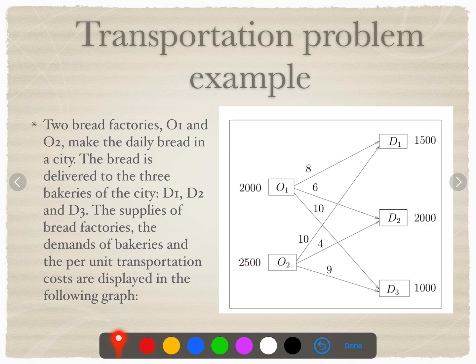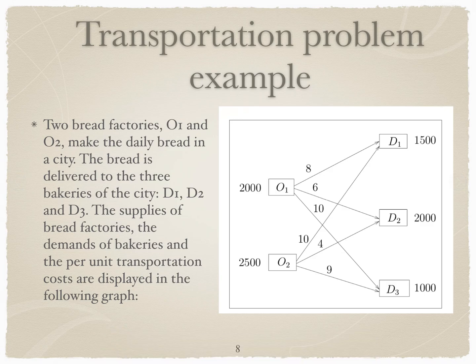Capacities of the factories are 2000 breads and 2500 breads. Demand of bakery 1 is 1500. Demand of the second bakery is 2000 breads and demand of the third bakery is 1000 breads. So we can show this in this graph.